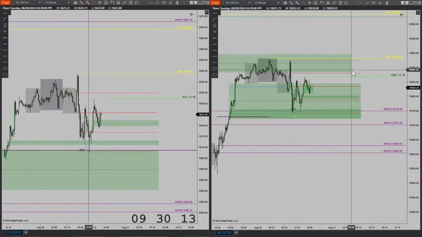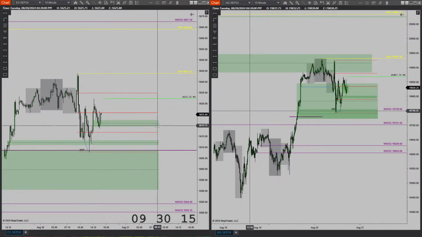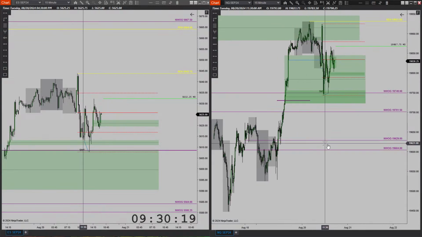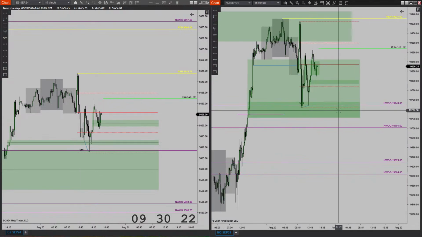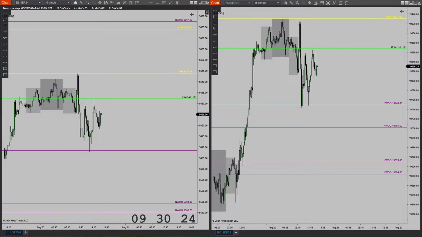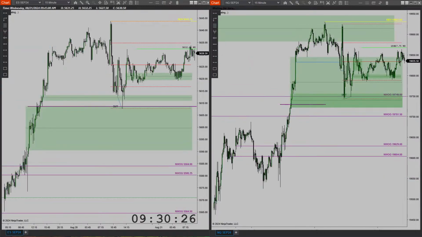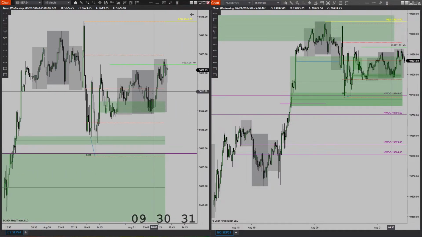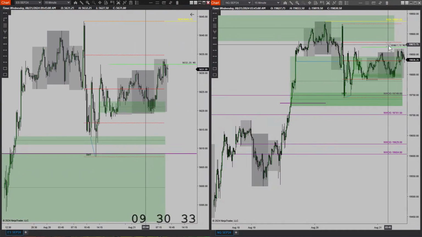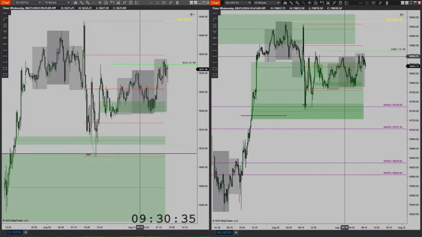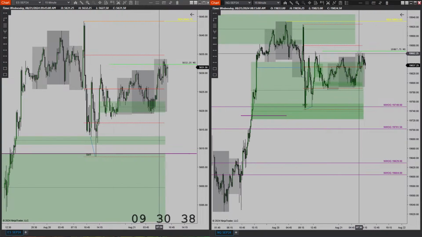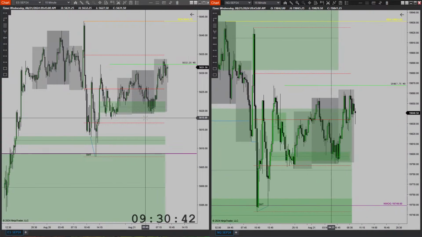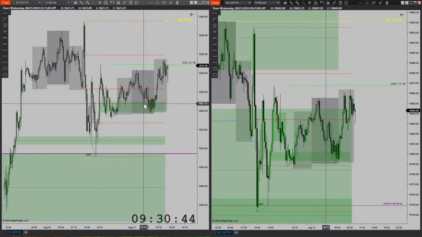Too many drawings. I don't like that. So I'll just delete them as I see what price did overnight. Beautiful. Okay, so relative equal highs, price swept here, price swept here. We did have a sweep here. We did have a sweep here.